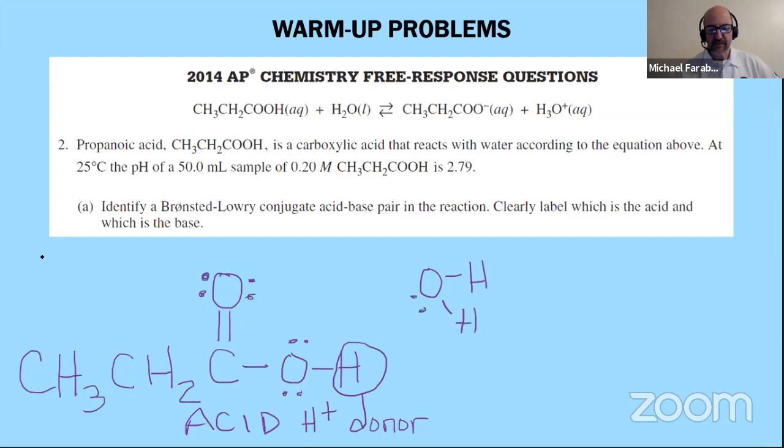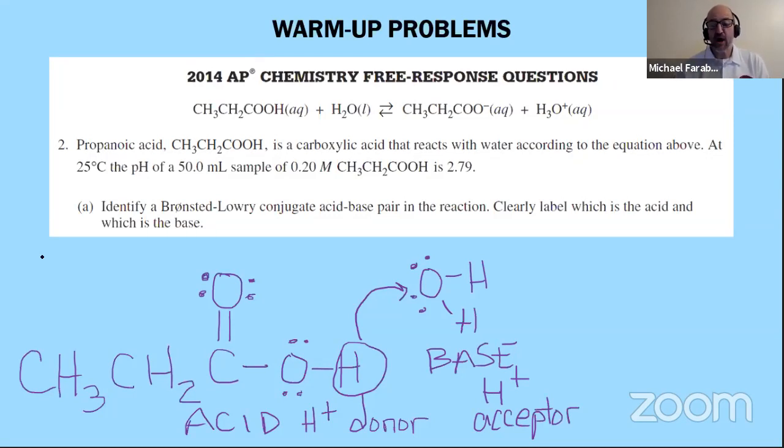And as you can see, the water molecule also has hydrogens. But in this particular reaction, the water is behaving as a Bronsted-Lowry base. So the acid is the proton donor. That means that the base is the proton acceptor. So in this particular example, we're looking at proton transfer, the transfer of an H+, and it always is transferred in acid-base reactions from the acid to the base.